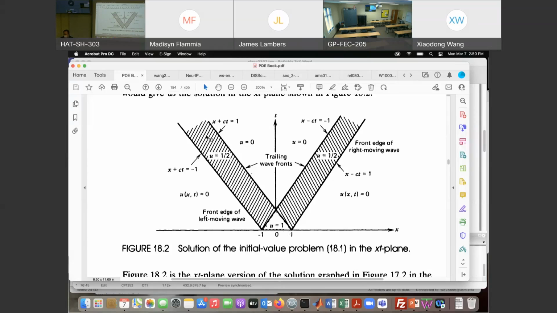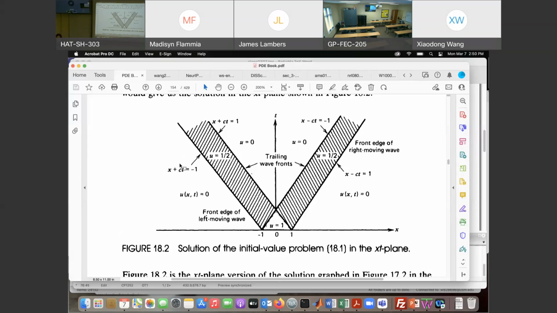Similarly, from my point xt right here, I'm going to travel along this line that's parallel to these right here, corresponding to x minus ct equals a constant, down to the x-axis, which will put me somewhere over here. Now out here, the initial data is 0, so I'm getting no contribution from over here. So the value of the solution u of xt at a point xt right here is half of the initial data over here, plus half the initial data from over here.